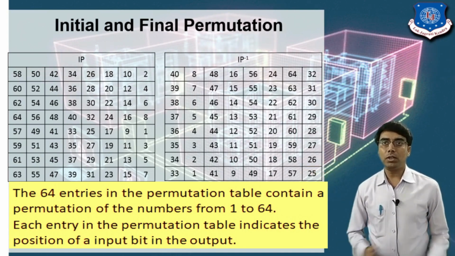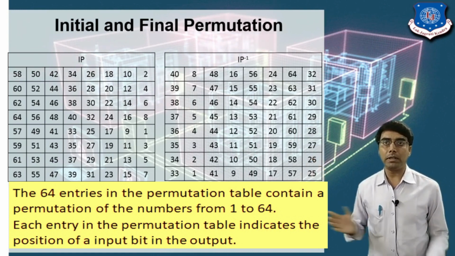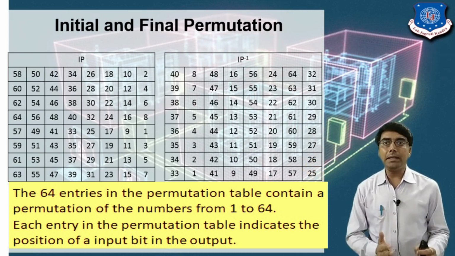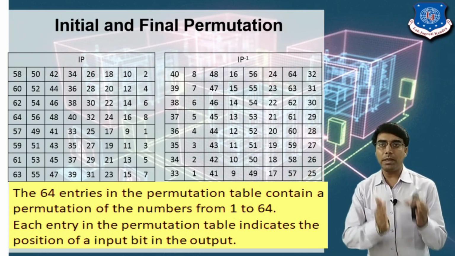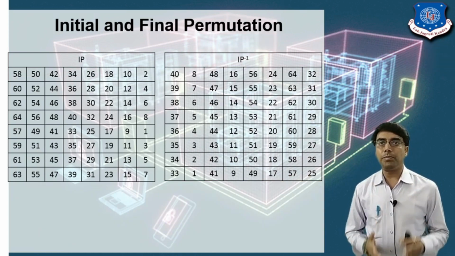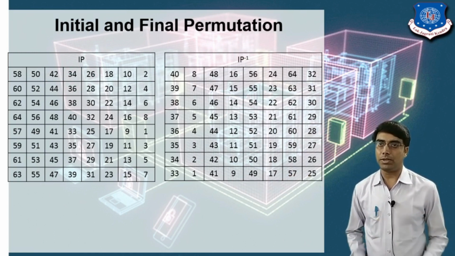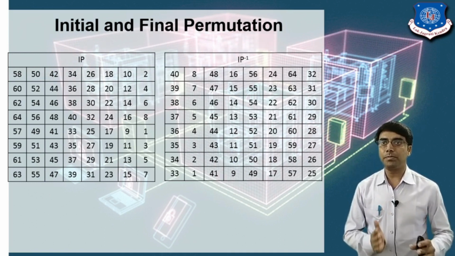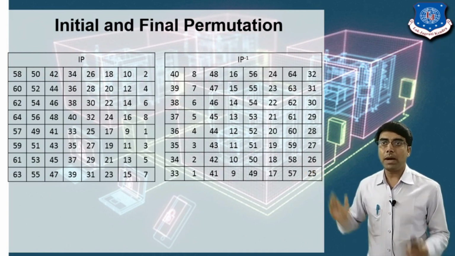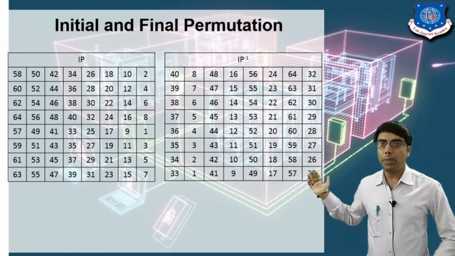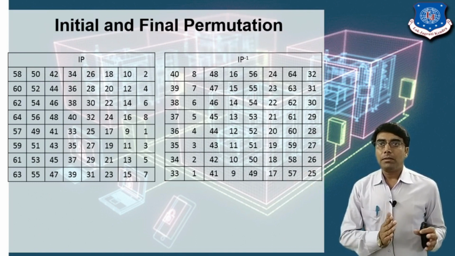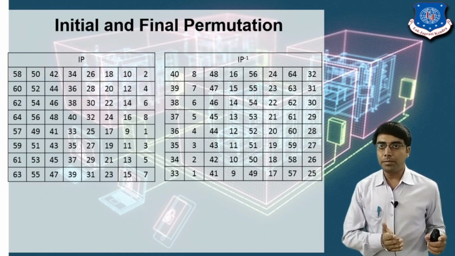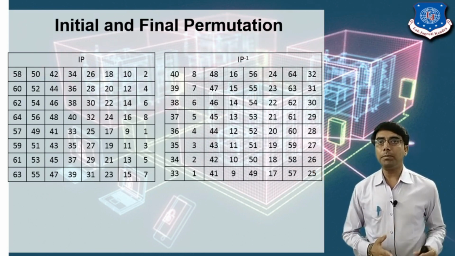Here you can see the two tables. The first table is the IP, which represents the initial permutation. The second table represents the inverse permutation, or we can say the final permutation. In initial permutation, the first bit position is replaced by the 58th bit of the original plain text. Same, the second position is replaced by the 50th bit of the plain text.